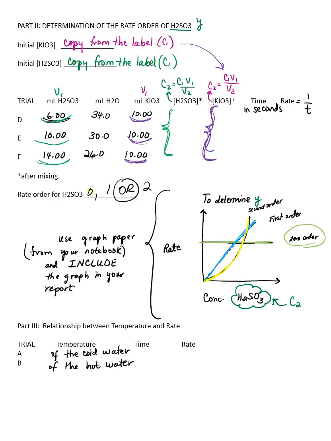Now in part 3, you're just looking for a relationship. You're looking at what happens to the rate when the temperature is changing. So you have a sample with cold water, a sample with hot water. You're determining the time that it takes for your solution to become dark blue, and you can calculate your rate. You need to look at your numbers and compare those two numbers. Which one is faster, the one that you have in the cold water or the one that you have in the hot water?